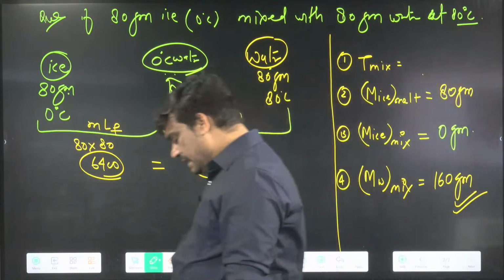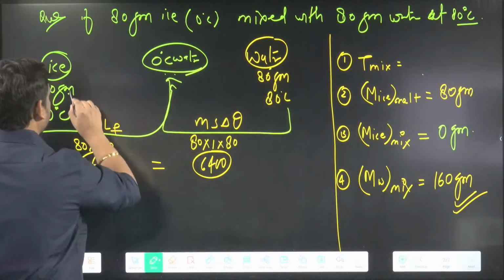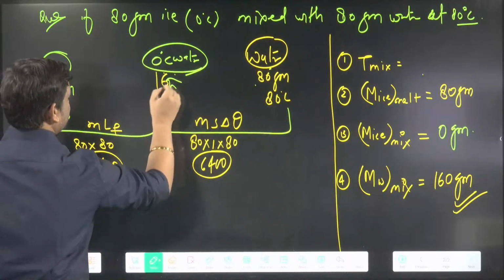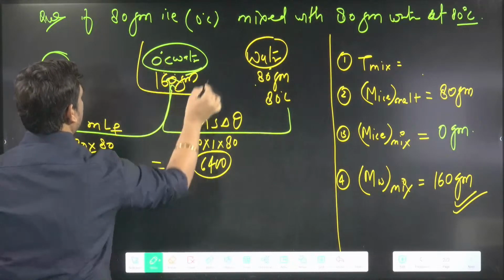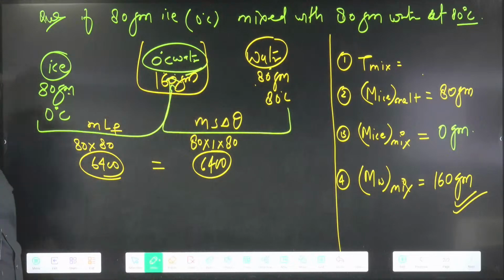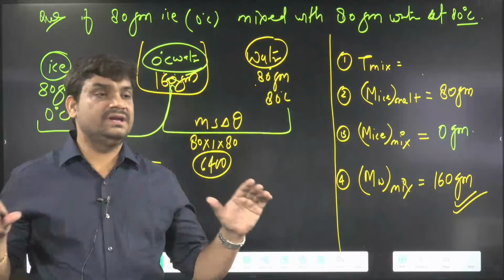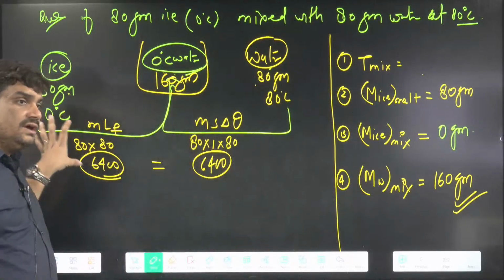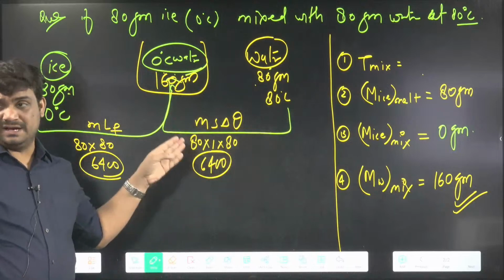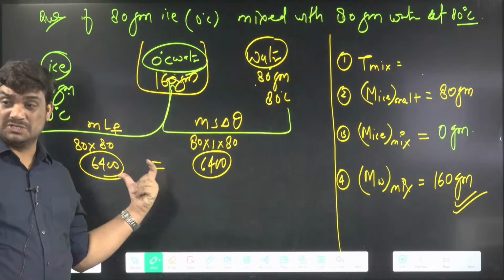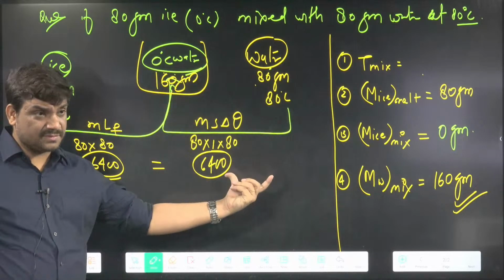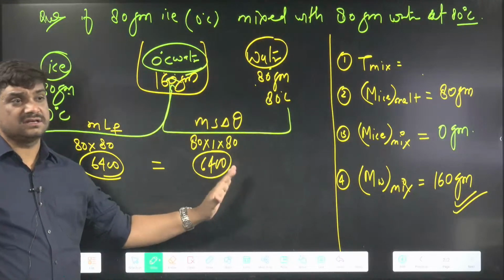Finally, from here 80 and from this side 80, so the total is 160 gram of 0 degree Celsius water. Is any energy left in the mixture? There is no energy left. Required energy is equal to supplied energy. Whatever the ice was demanding, water is supplying that energy. There is nothing extra left in this one.